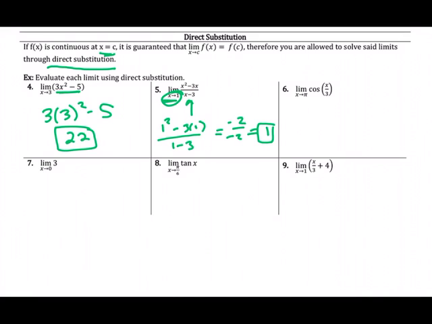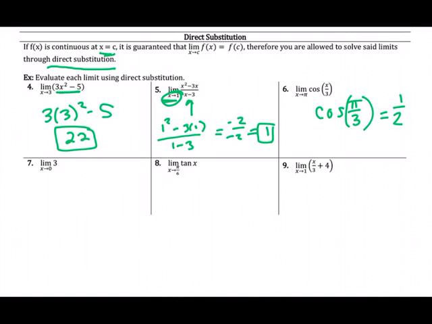For number 6, the limit as x approaches pi, well, cosine is continuous everywhere, right? It oscillates up and down between -1 and +1, but the function itself is continuous everywhere. So this limit is equivalent to what I get if I just plug in pi for my x value, which would give us cosine of pi over 3, which is 1/2.